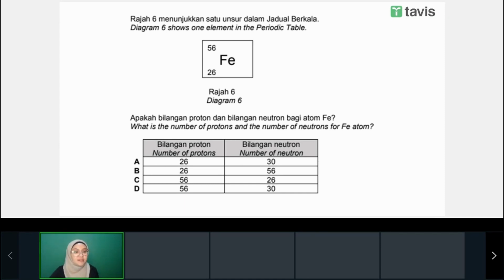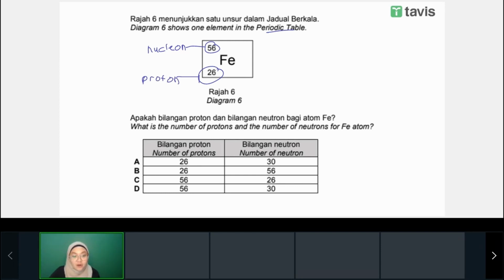Okay, diagram 6 shows one element in the periodic table. This one indicates what? Nucleon or proton or electron? Anyone have any idea? This one indicates nucleon number. The bigger number indicates nucleon number. How about 26? Does it indicate a proton? Yeah, it indicates proton. Okay.